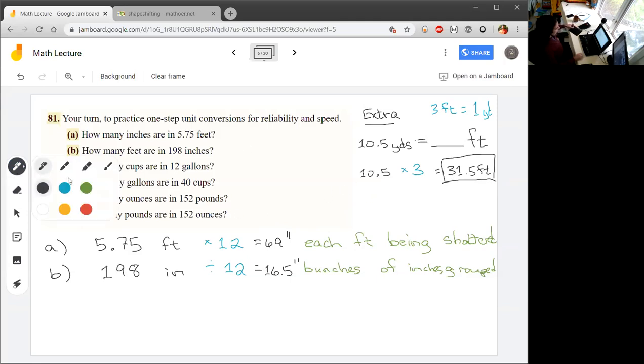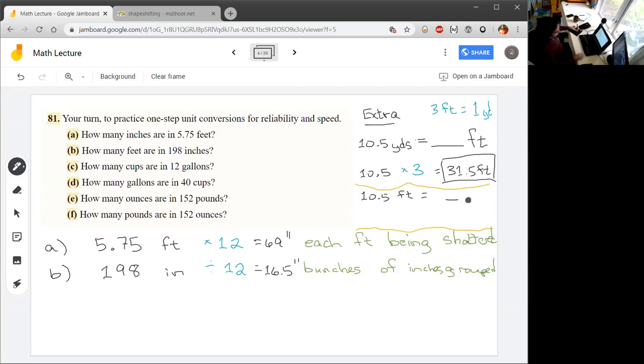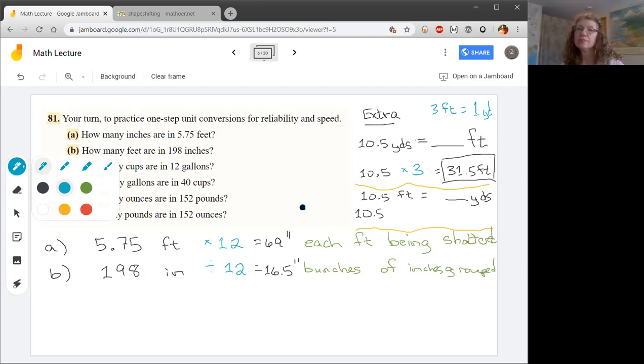We're going to take each yardstick and break it up into 3 different 1-foot rulers. You can imagine a kung fu guy breaking the yardsticks into 3 pieces each. We could make it where 10.5 feet is how many yards. Now I'm taking something small and bunching them together. So which one is that? Divide. That's the divide.